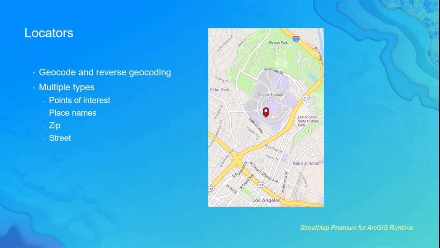Base maps is one, locators is another. With locators, you have the ability to both geocode and reverse geocode against a locator that contains multiple types. These types include the ability to locate against points of interest, place names, street addresses, and zip codes. So there's a set of different types included within the locator that's packaged within the mobile map package and distributed for use.